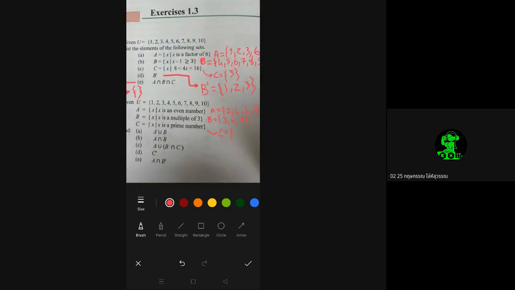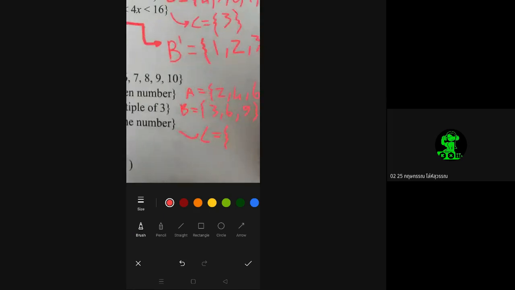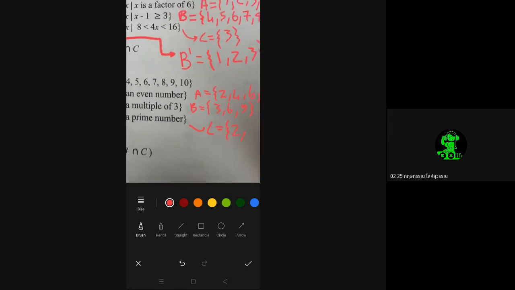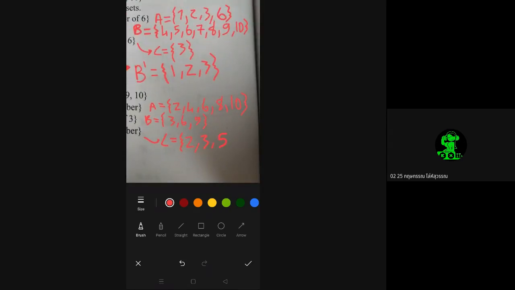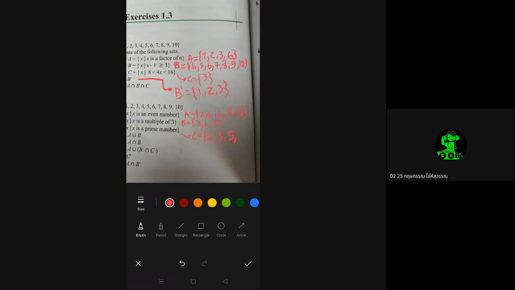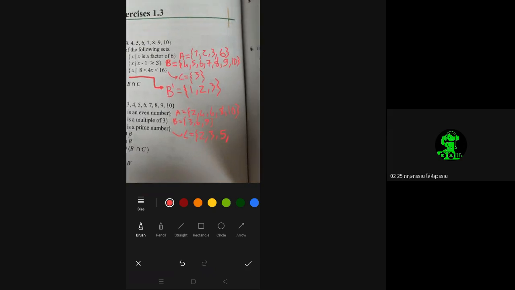What is it? x is a prime number: 2, and then 3, 5, 7, and nothing more, 7. Now, find A union B. What is A union B?